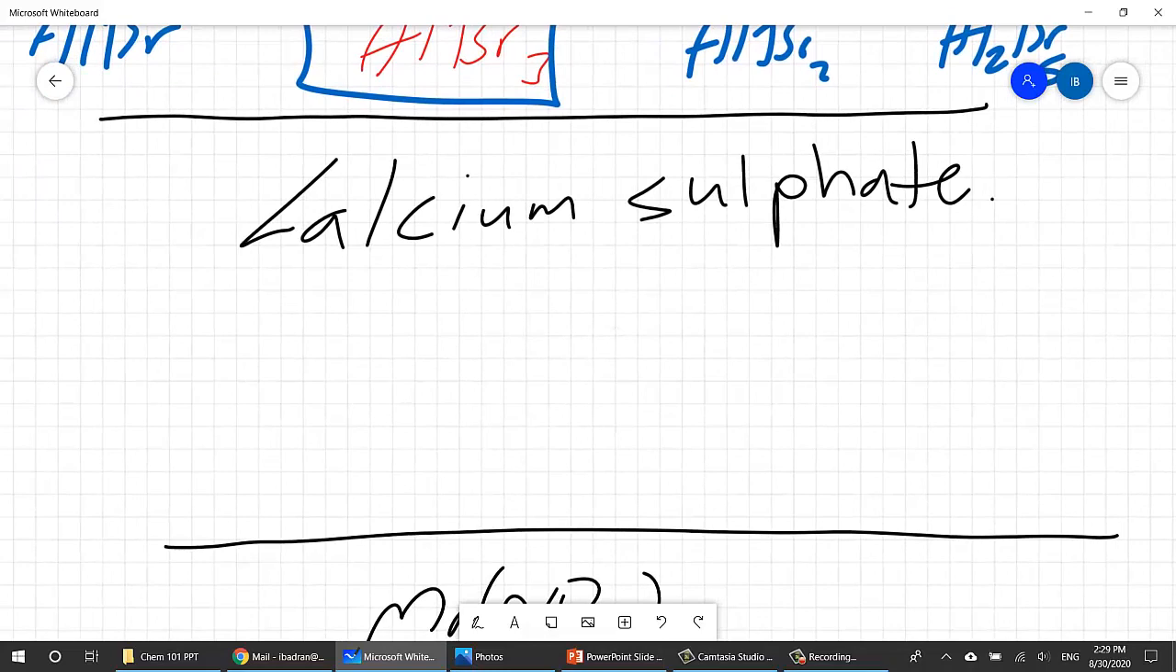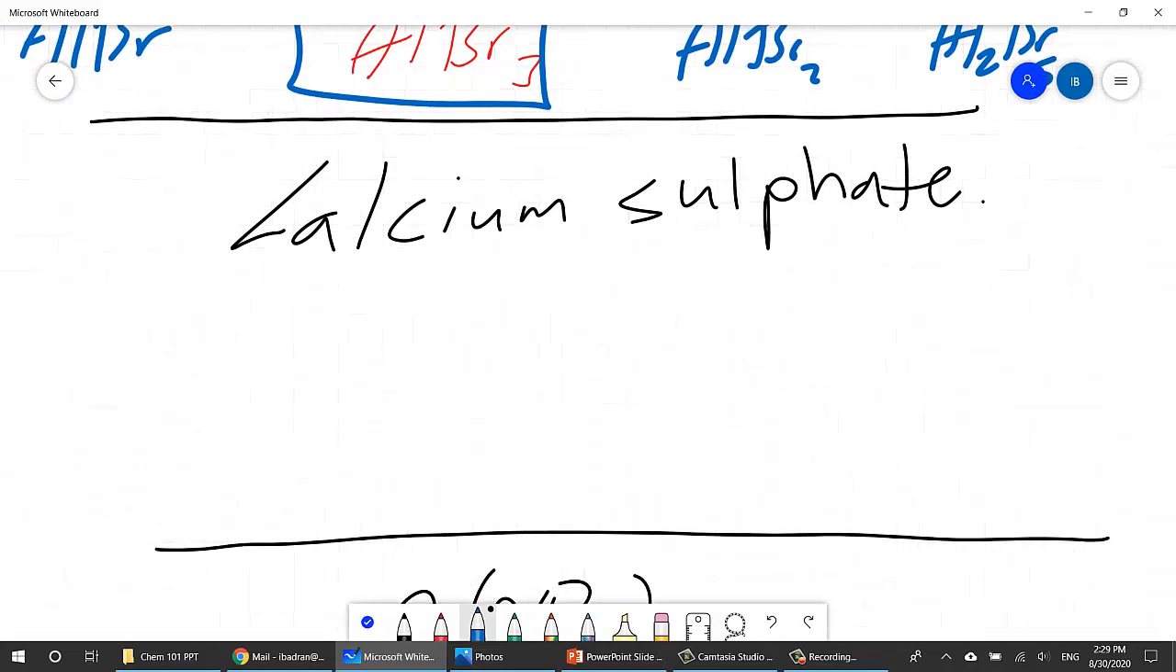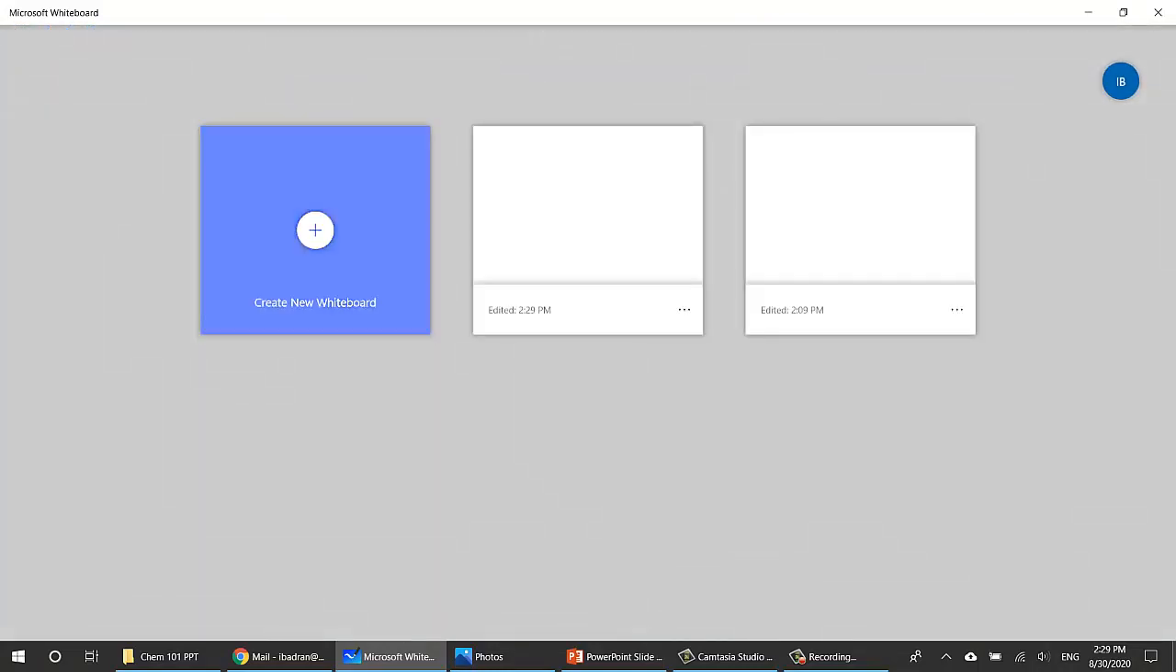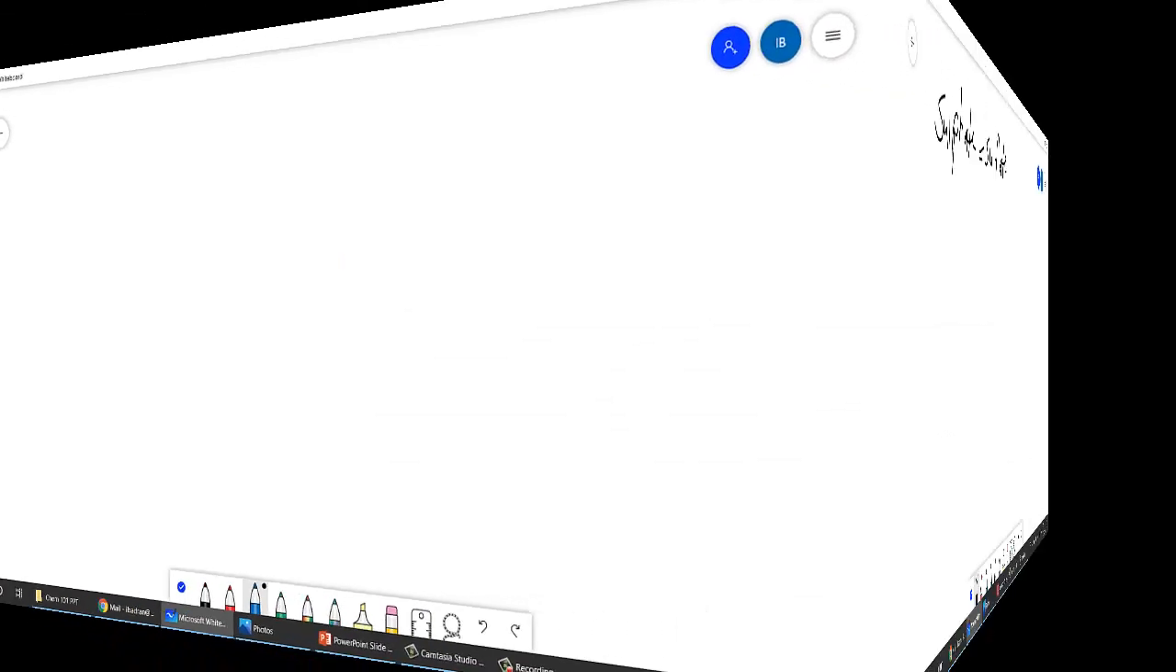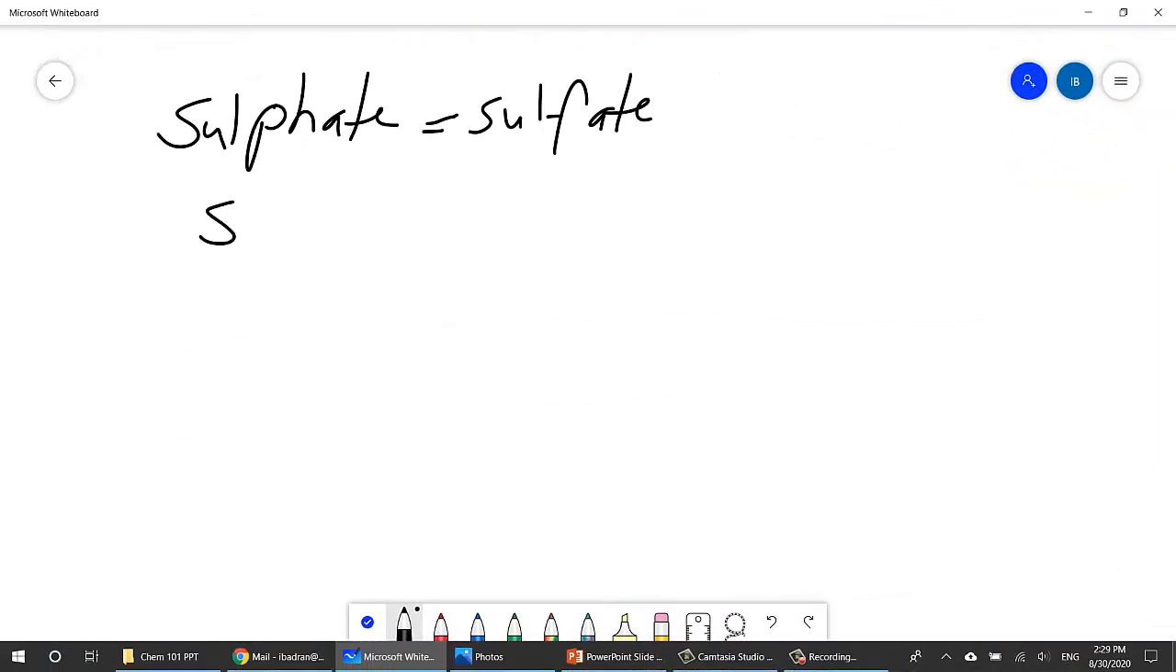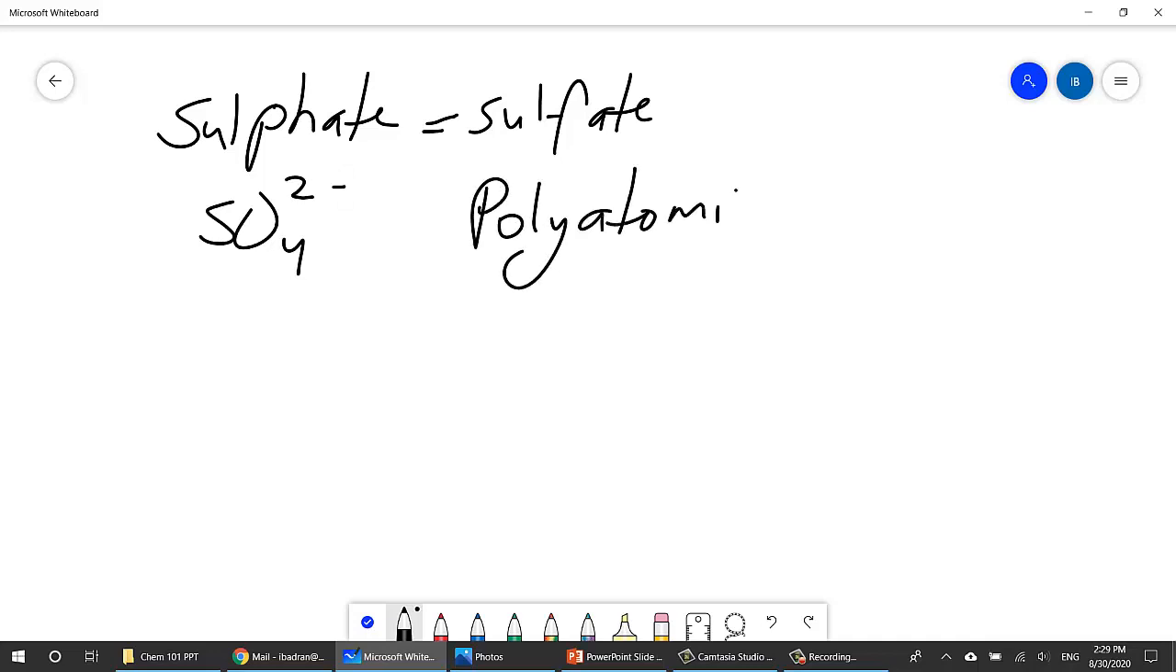One more, calcium sulfate. Now, what is sulfate? Some people think it's S, but as a matter of fact, it's not. Sulfate is SO4 2 minus. That's a polyatomic ion that you need to remember. It's called sulfate, and it holds a charge of minus 2.